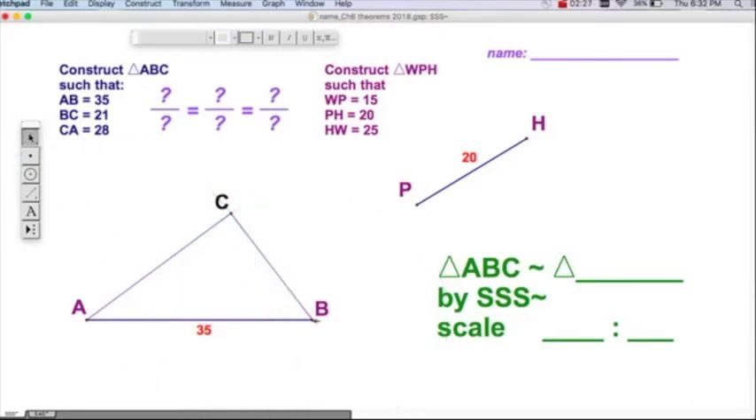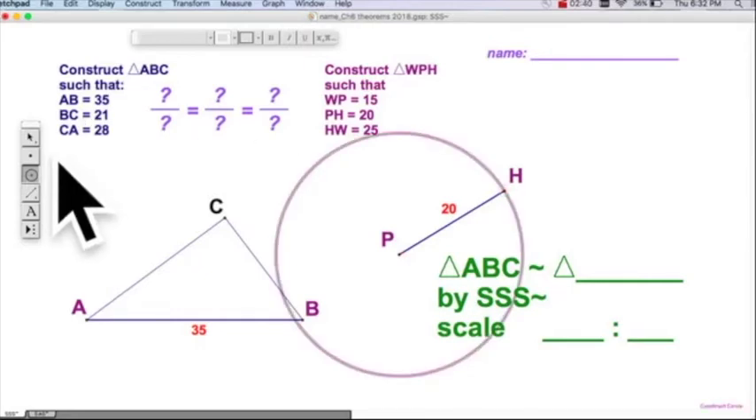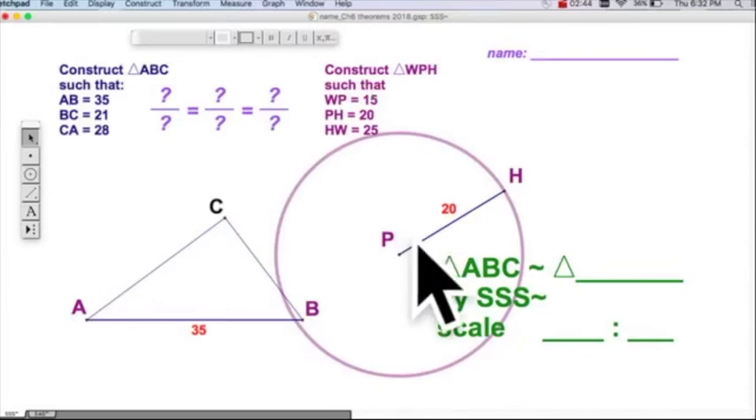And see, again, it's a scale model. This is looking really cool. So now, let's go over here on the PH, and I'm going to build a scale model with these particular sides. What other side touches P? Well, that would be WP, 15. So I'm going to dilate around P.